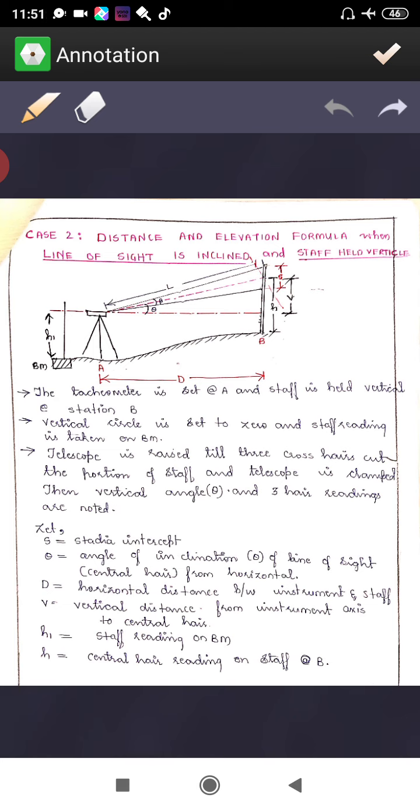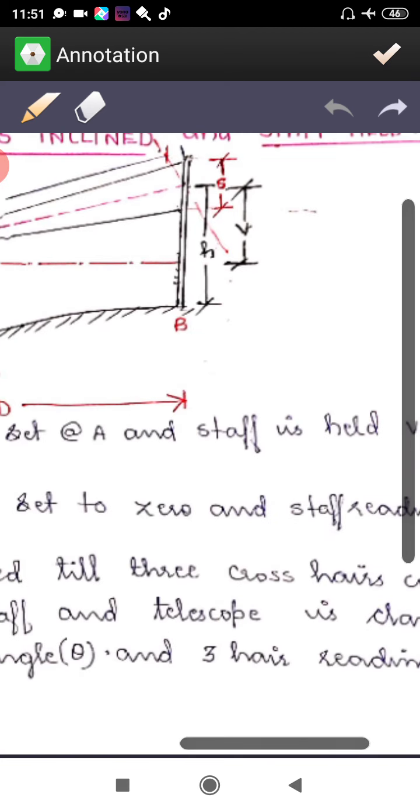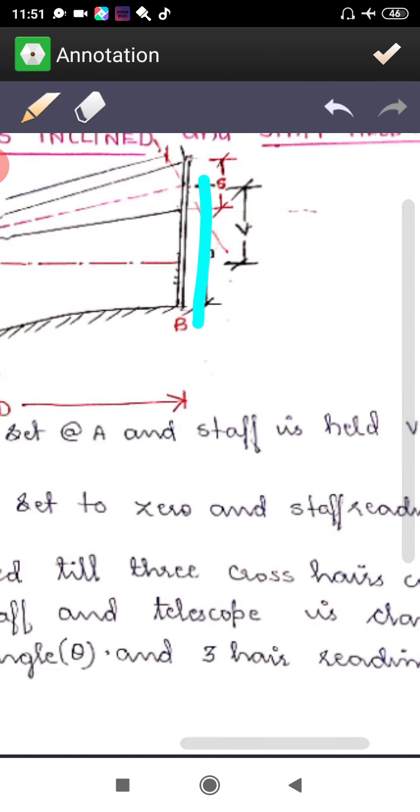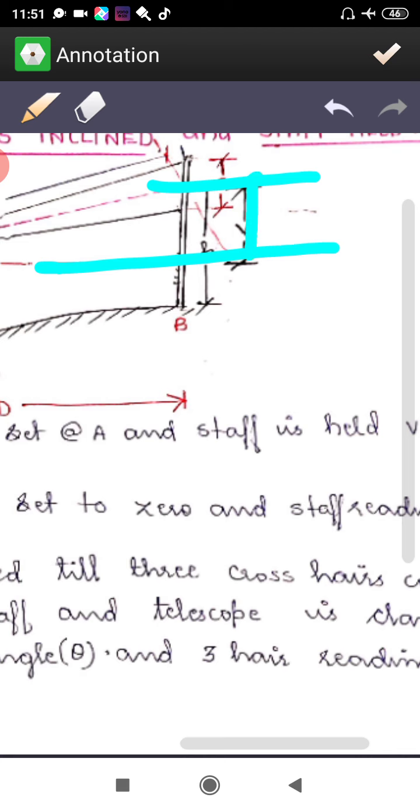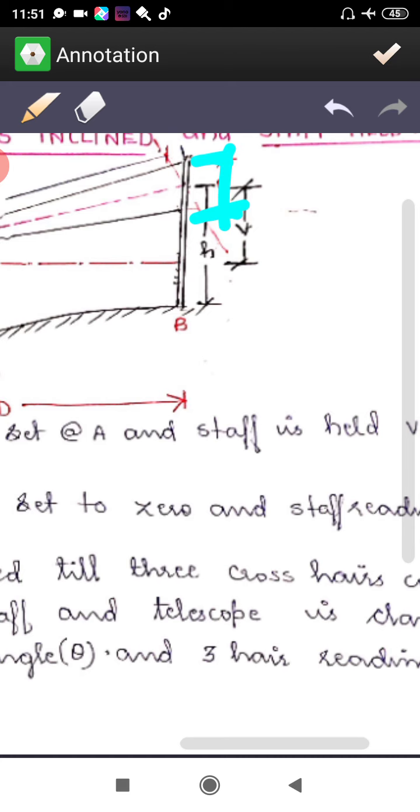Now you have to set the instrument at A, D is the distance between A and B, that is the instrument and the staff, where H is the central hair reading to the ground and V is the central hair reading to the line of sight if you make it truly horizontal, that we call the line of collimation. The distance between the line of sight and line of collimation is V, and the upper reading and lower reading difference we call the staff intercept.